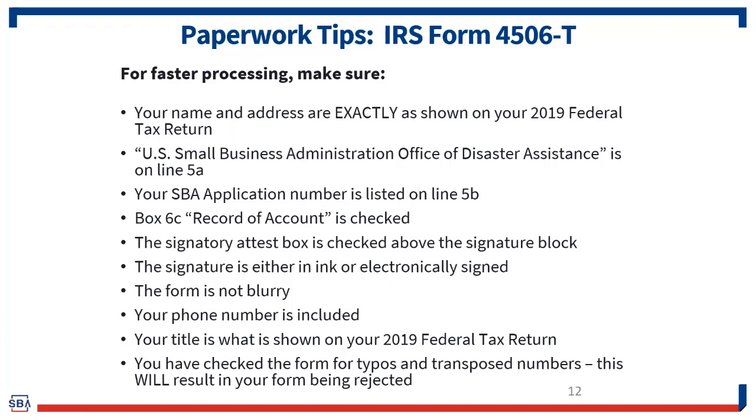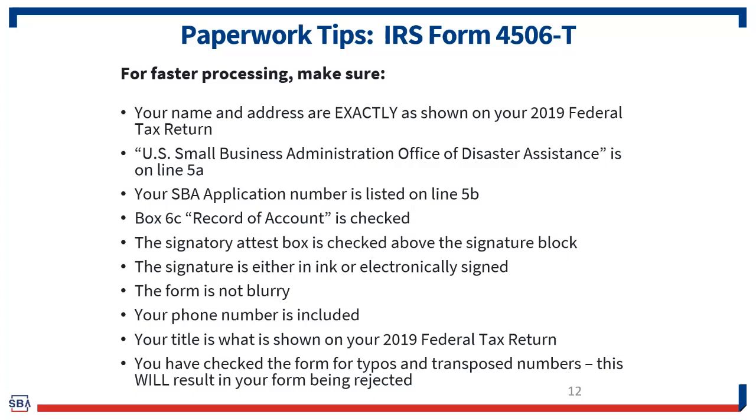Make sure your phone number is included on the bottom of the form. Make sure the title on the signature block is exactly what's shown on your 2019 federal tax return. So on your tax returns, if you're listed as the owner, you want to put owner on the 4506T. If you're listed as president, you want to put president on the 4506T. If you don't have a title identified on your tax returns, then don't put a title on the 4506T.